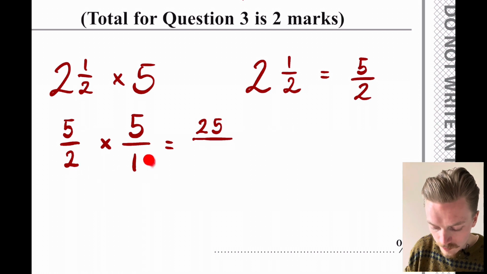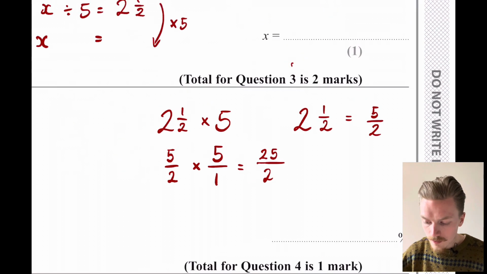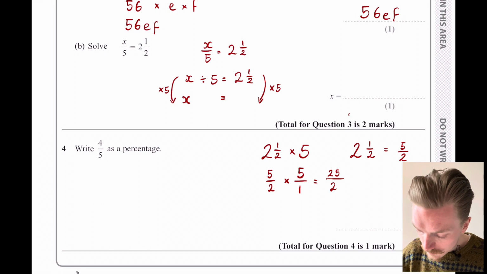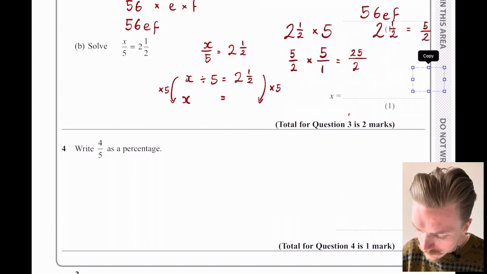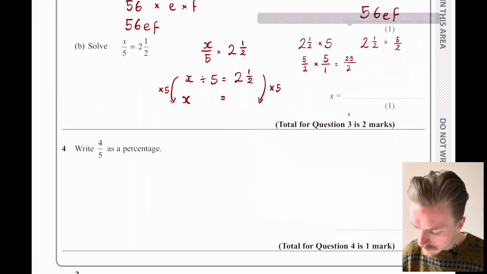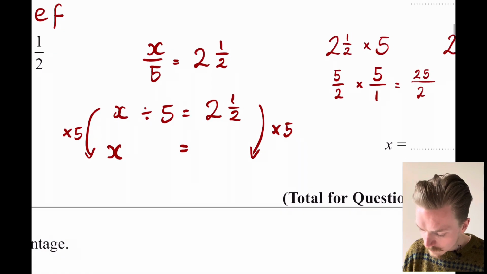And 2 times 1, that will get me 2. So I've got 25 over 2. Okay, now we've got our answers. I'll take this working out and I will shift it here. Oops. Kind of want it a little bit smaller as well. There we go. So it's just not going to get in our way. And that means that we've got our answer for this.